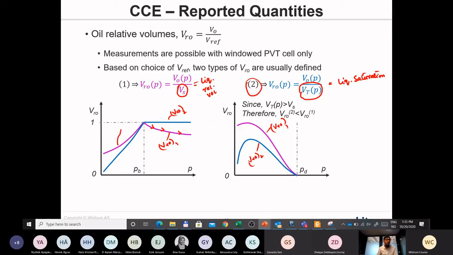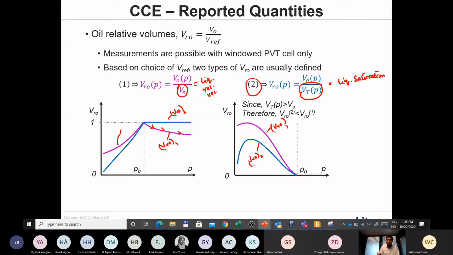What is the comment? I don't see any answer. The angle between VRO2 and VRO1 is the compressibility. Yeah, that's right. So this curve here represents how the compressibility of the oil is changing at pressures higher than the bubble point.